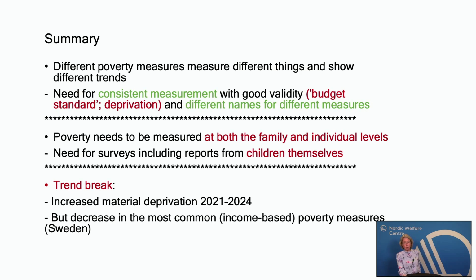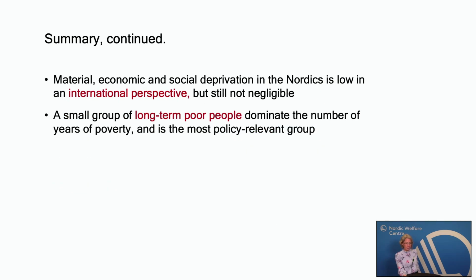And empirically, we see an important trend break, a very interesting trend break. We see this increased material deprivation that we would expect during the last few years, but we don't see this reflected in income-based poverty measures. And looking in an international perspective, the deprivation level in the Nordics, the direct measures of poverty, still are very low in international perspective, but we must remember that it's not negligible. So having 5% poor children in the deprivation respect is still not a good level. A small group of long-term poor people dominate the number of years of poverty, and that is the most policy-relevant group to focus on. And that's it.